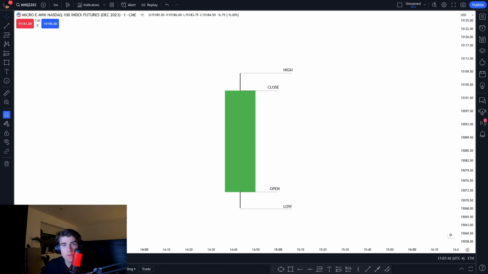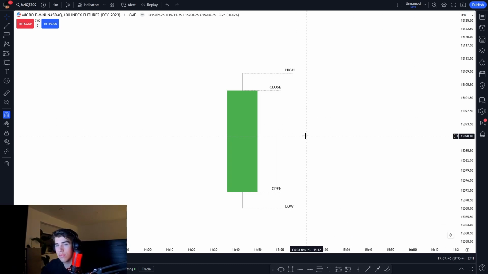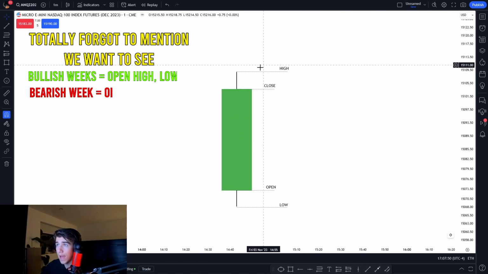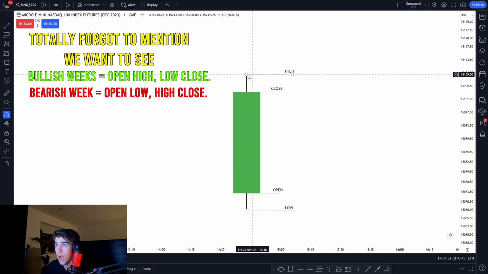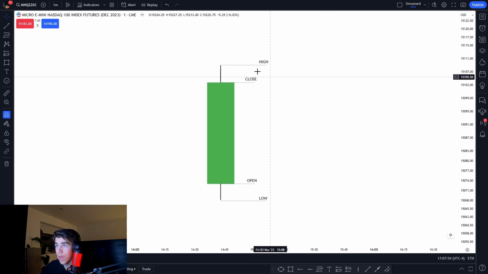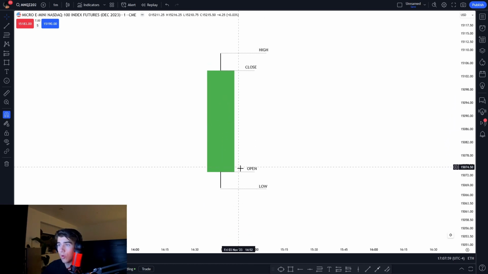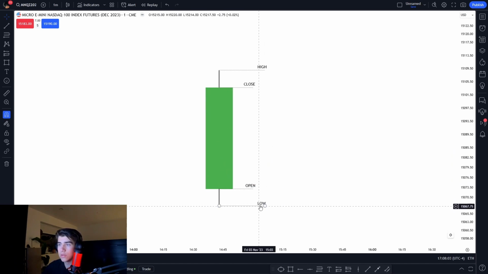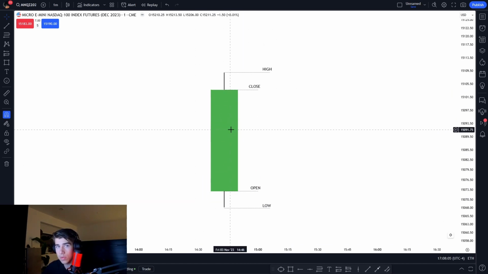So if we take a look at my screen right now, you would see a regular bullish candle, right? We have the high of the candle, which is just the high of the wick. We have the close, which is the high of the body. We have the open, which is the low of the body. And we have the low, which is the low of the wick. This is a bullish example. You probably already know this, right?